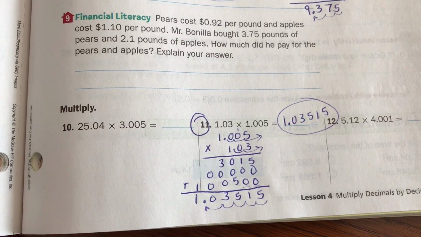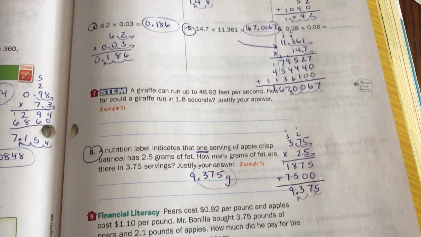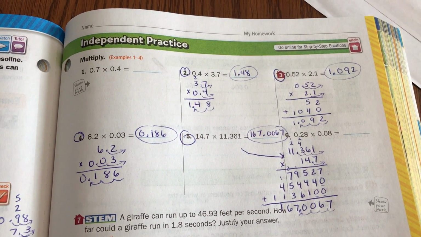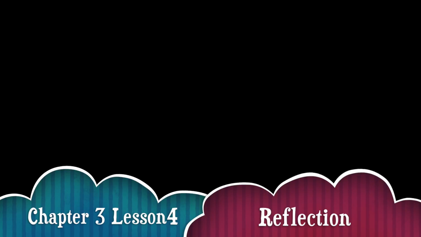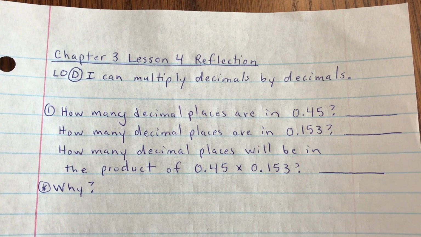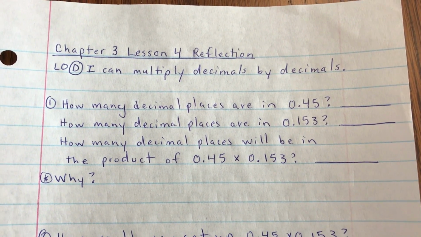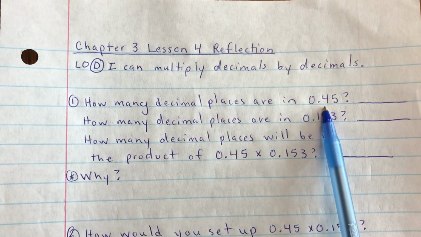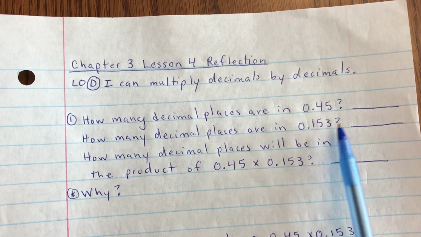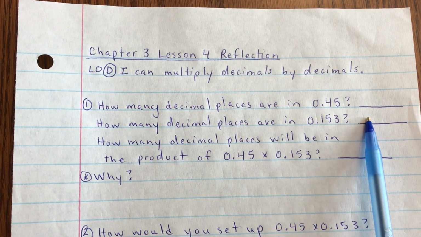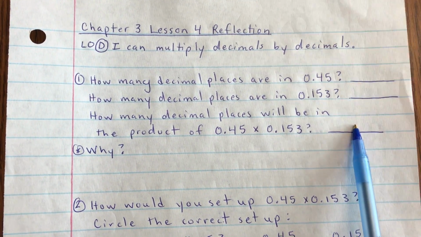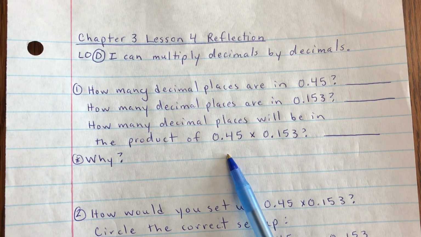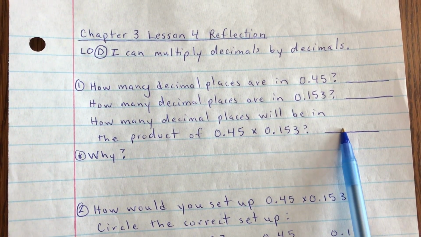Okay. If you're figuring out what you did wrong on the ones you got wrong, or maybe you got them all right, you should be ready for the reflection. This is the Chapter 3, Lesson 4 reflection for multiplying decimals by decimals. First, you're just asked how many decimal places are in these numbers. So put how many decimal places there are. And then say how many decimal places would be in the product if you multiplied those two together, and explain why. How did you get this number right here?